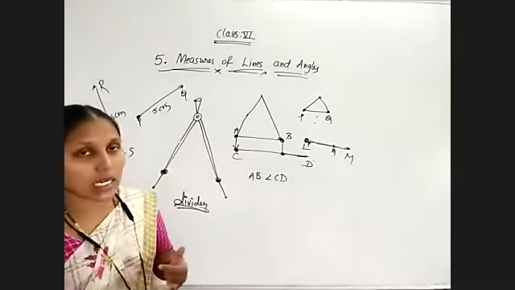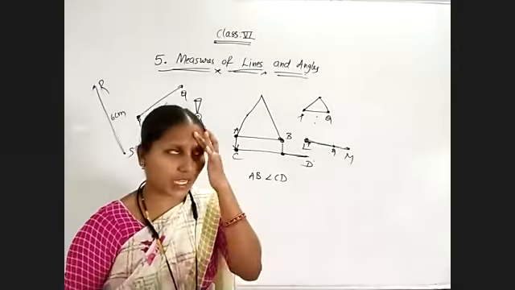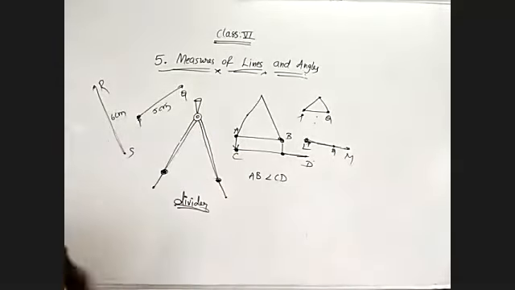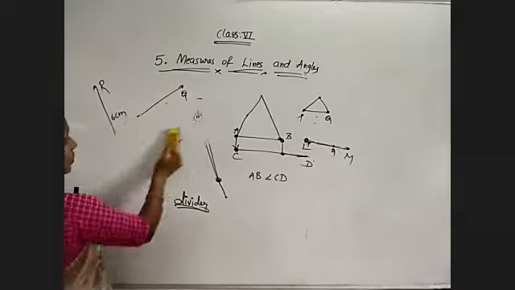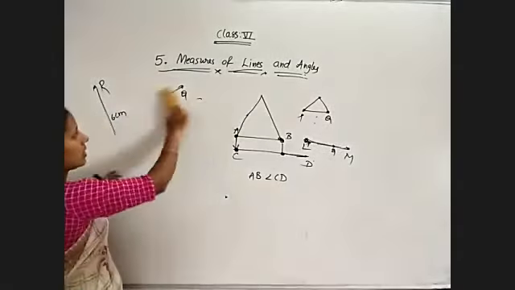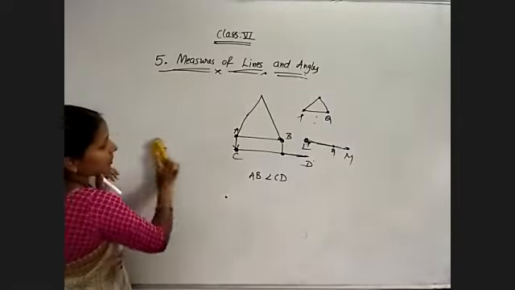And next we have the compass. So this is the fourth instrument, and after that the compass. Total 5 instruments. Compass, how are we using the compass?